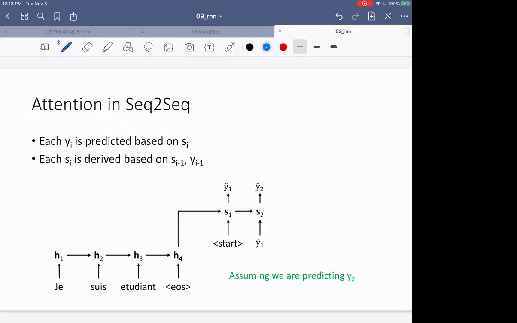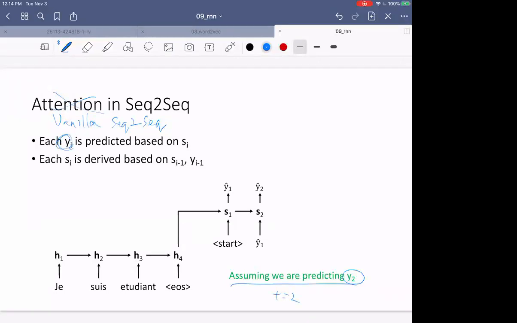So this is the vanilla RNN. This is vanilla sequence to sequence encoder-decoder. There's no attention. In that case, I'm going to assume that we're predicting y2. We've already predicted y1, so there's y1 hat. And now we're at time step 2, so it's time for us to predict y2.